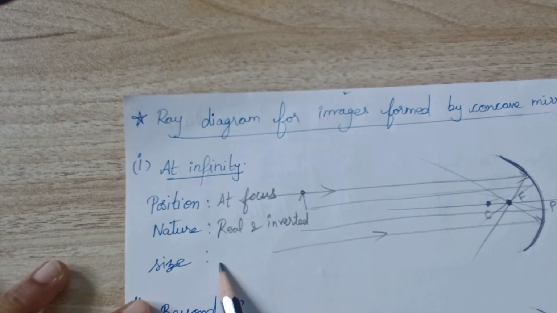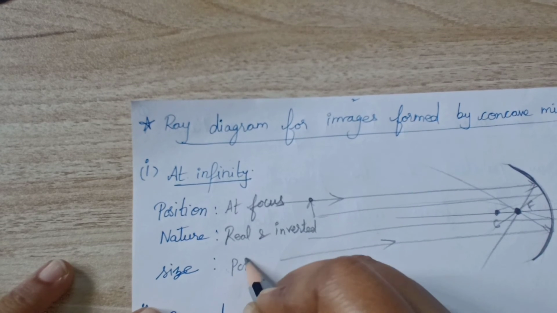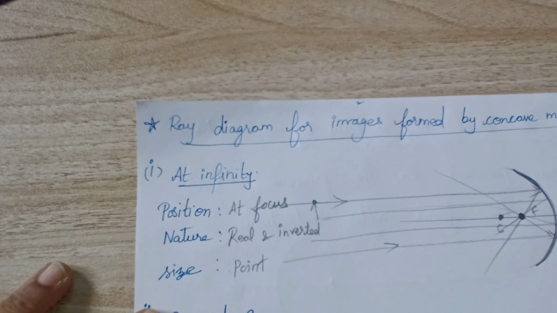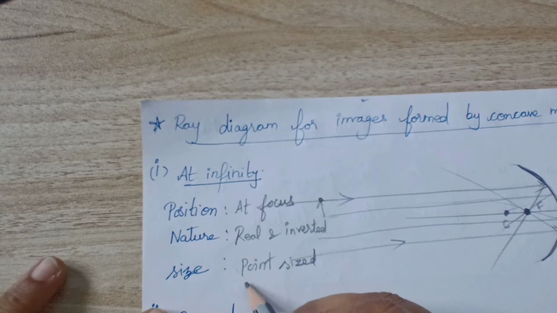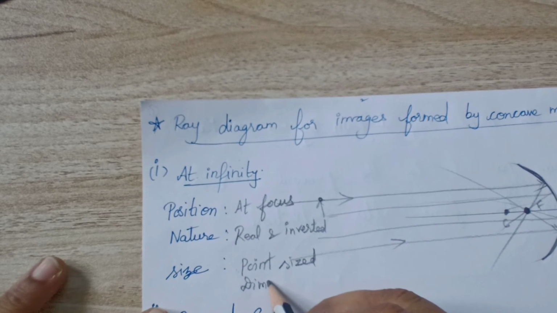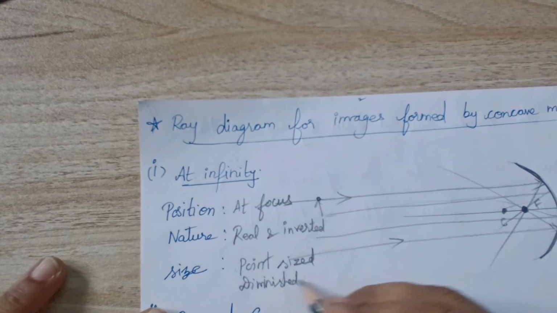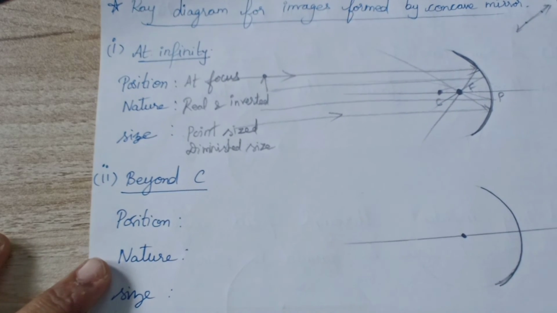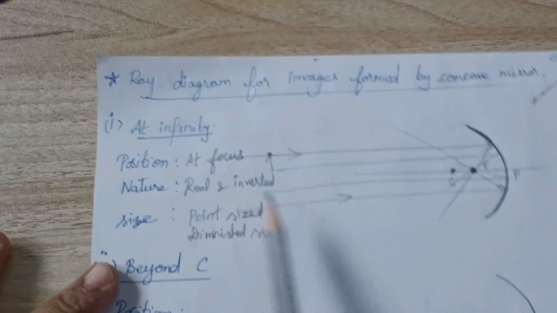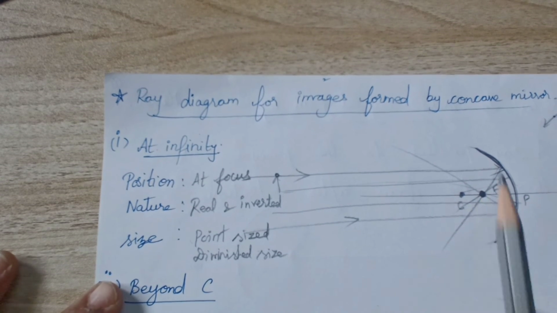Okay. What is the size of the image? Everything is focused at a point. It is point sized, a diminished one. It looks like a point. So when the object is at infinity, you will get the image at the focus point, which is real and inverted, and it is point sized.